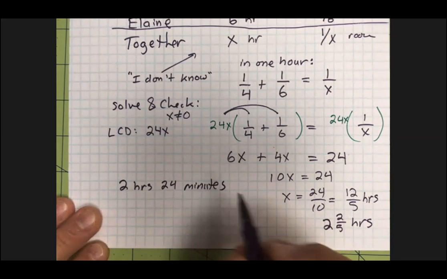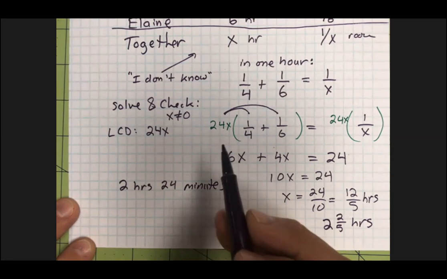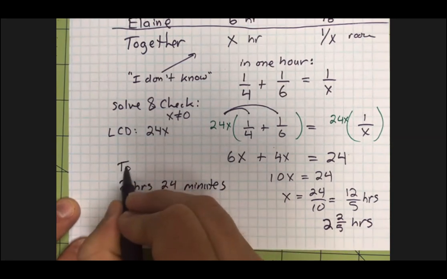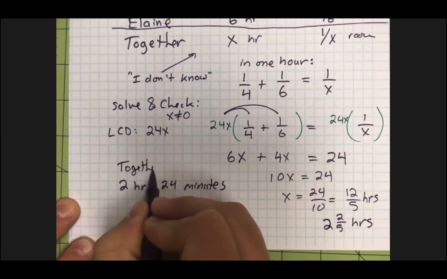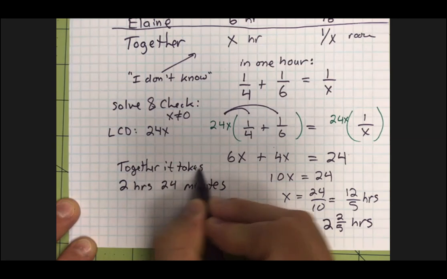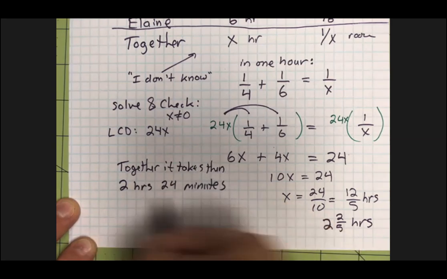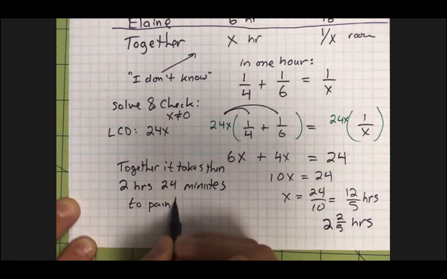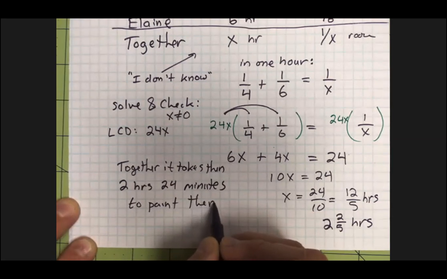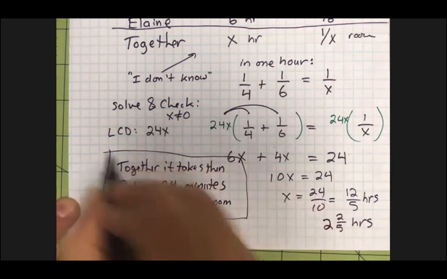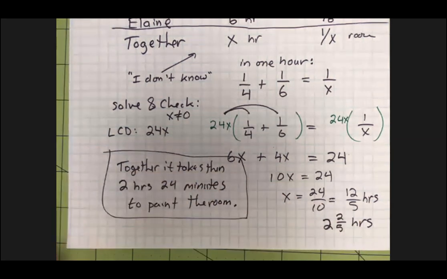Now let's remember, let's say it in English. What was the question? How long would it take them together? And I'll just say together. It takes them 2 hours and 24 minutes to paint the room. Don't have to write a novel. You just have to write a complete sentence.